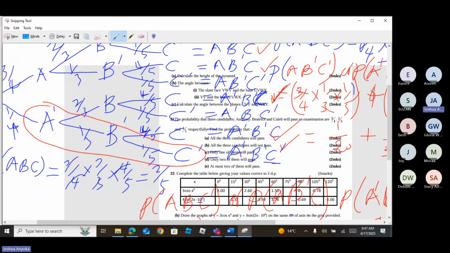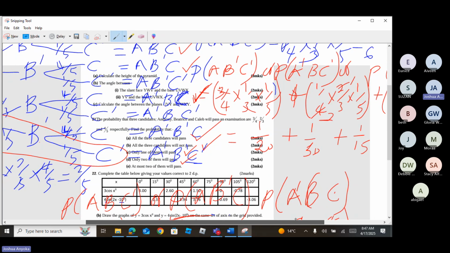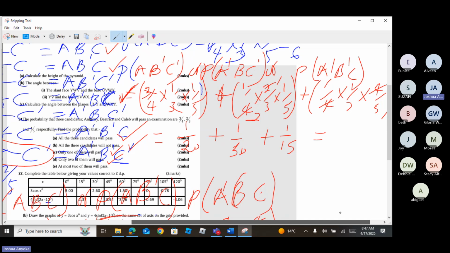Next is only one of them will pass. And only two of them will pass. So when we are told at most two of them will pass, it means that it is 2 or 1. At most, the maximum number of people who will pass are 2. So it means 1 can pass and still 2 can pass. So what is the probability? We have worked out these probabilities. So it is either 1 or 2. I think we will look for 1 or 2 somewhere.